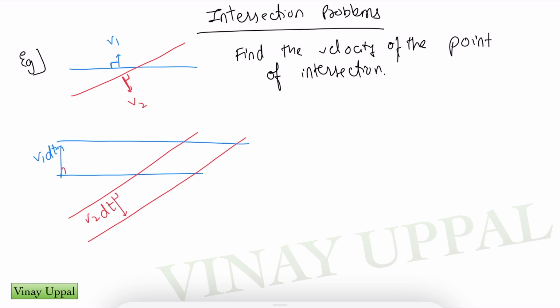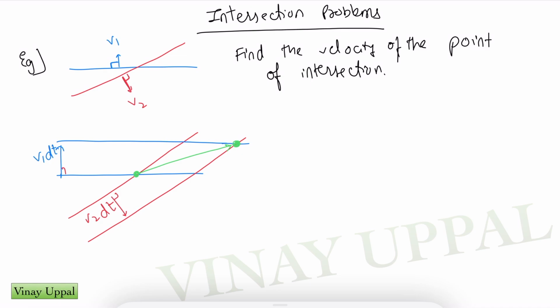So what has happened to the intersection point? The intersection point, which was this green point here, is now here, so this is the displacement of the intersection point, the green arrow. Now if I can figure out the displacement of the intersection point, and if I divide by dt, that will give me the velocity of the intersection point. So that's what I'm going to do.